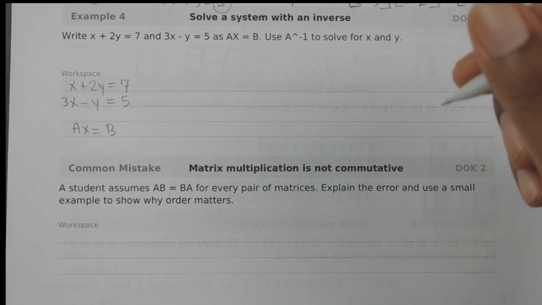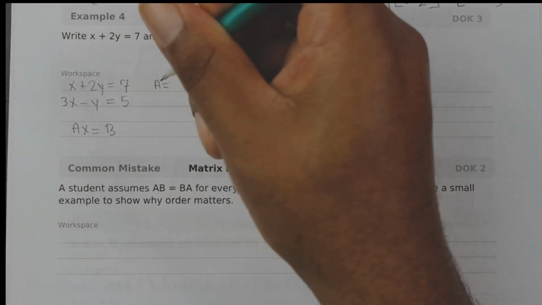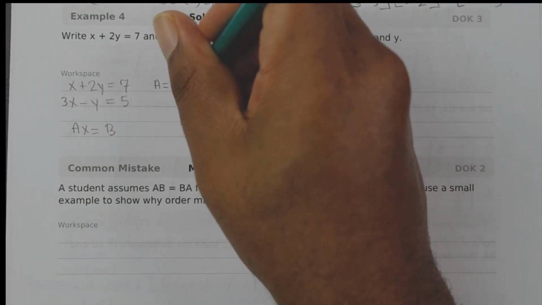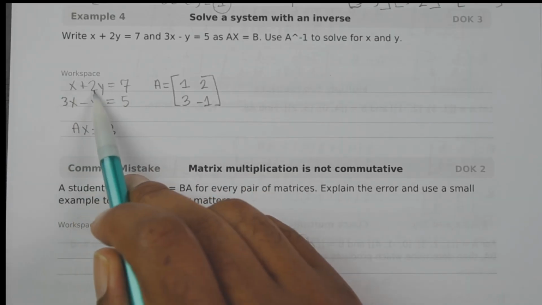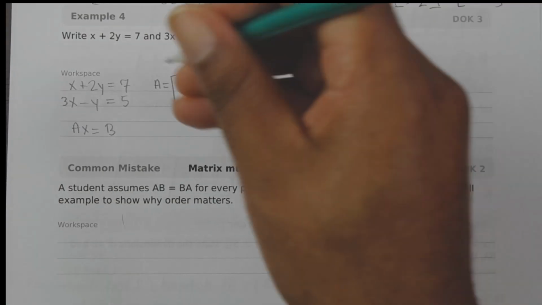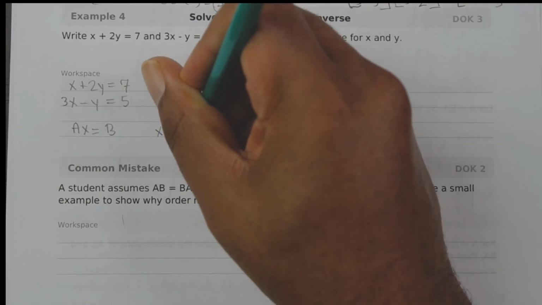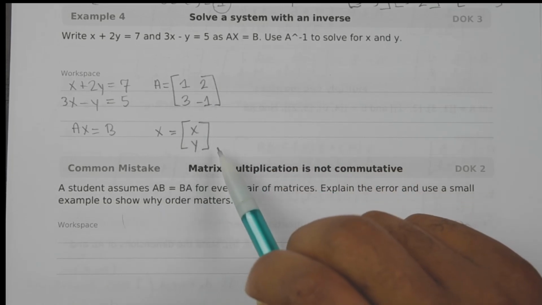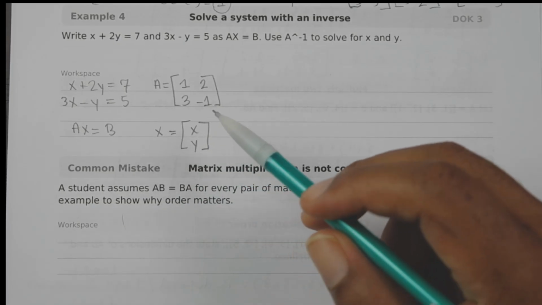All right. The coefficient matrix is formed by the coefficients of x and y. So A is equal to 1, 2, 3, and -1. Right. So 1, 2, 3, and -1. The variable matrix is X, which is essentially x, y. Okay. So that's what that stands for. This variable here stands for the variable matrix. Okay. So X equals x, y, because those are the variables that we're dealing with here.